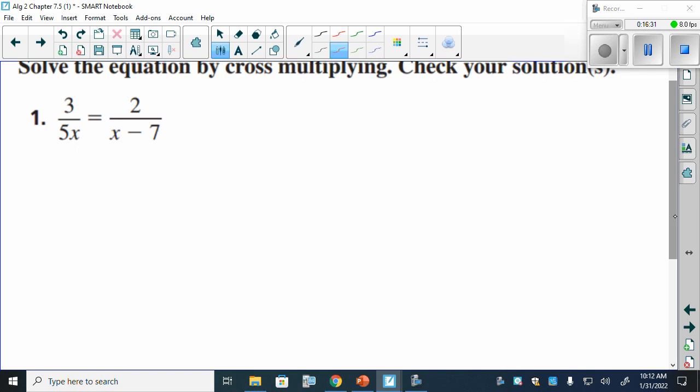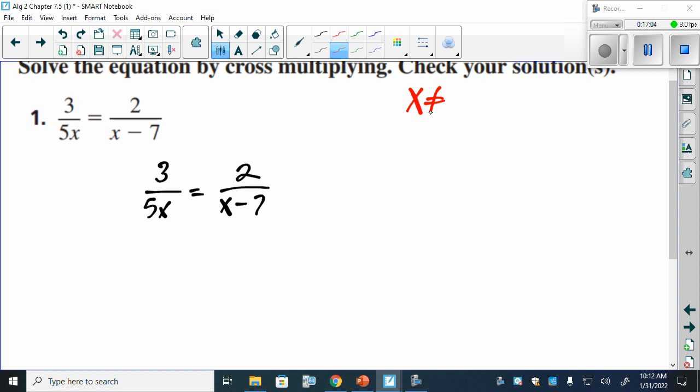Let's look at the next one here. So the next one that we have here is 3 over 5x is equal to 2 over x minus 7. Now, I'm going to make sure that I do the restrictions on this one here first and not last.